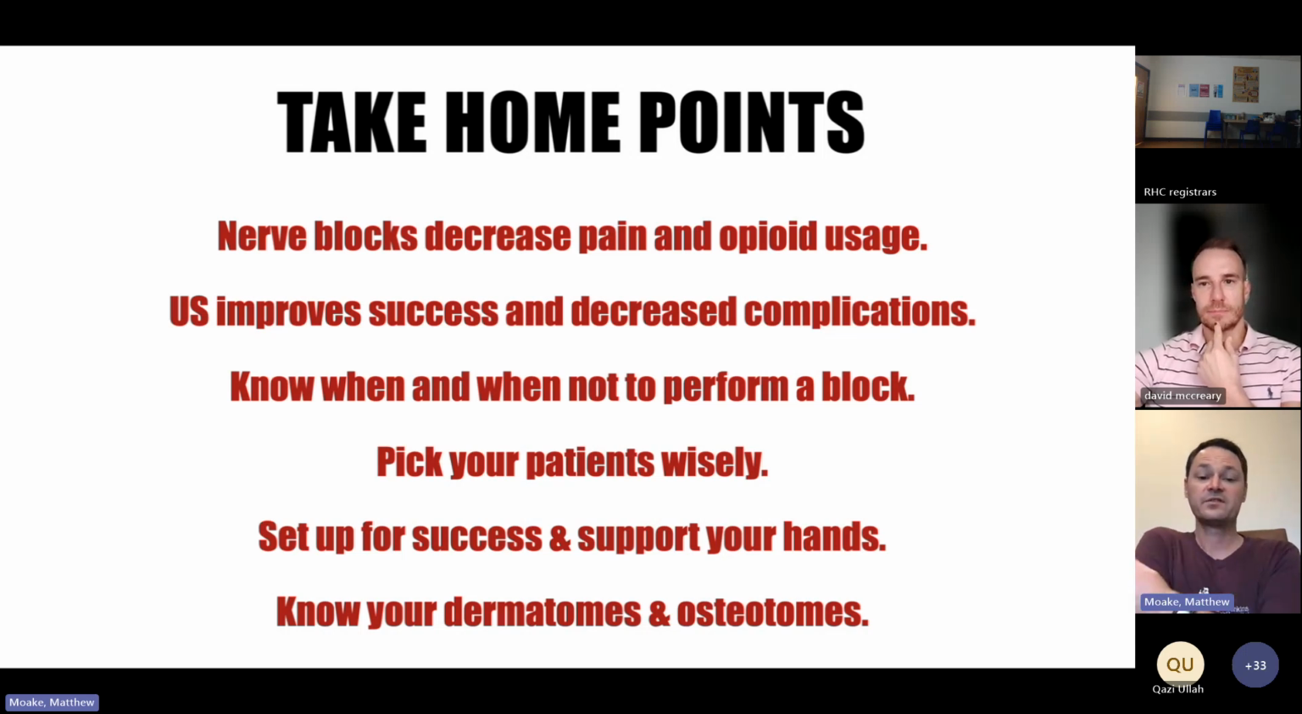Set yourself up for success. Always want to have that clean line of sight from an ergonomics standpoint, and always have your hand supported. Your probe hand should be still on the body, and you really want your needle hand supported as well, whether it's resting on the heel of your hand or having your pinky down so that you control your needle. The more stability you have, the finer your movements are going to be. And then obviously, know which blocks to do, and know the dermatomes and osteotomes of relevance.